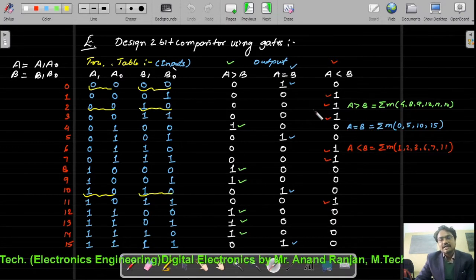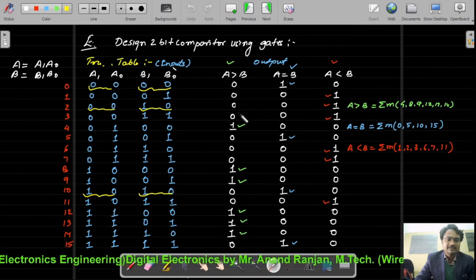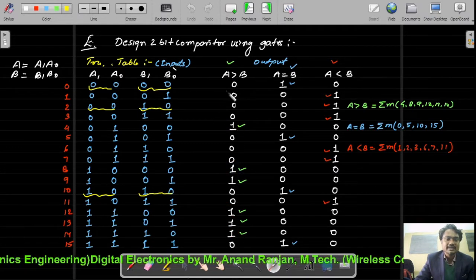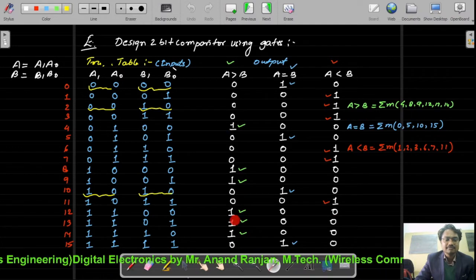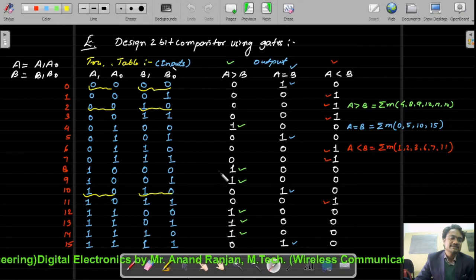So how to write that: if you look at the column A greater than B, where you have these ones, against these ones you have to write the minterm of that specific one.